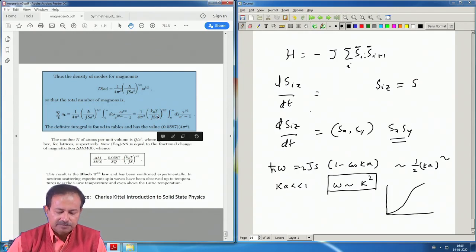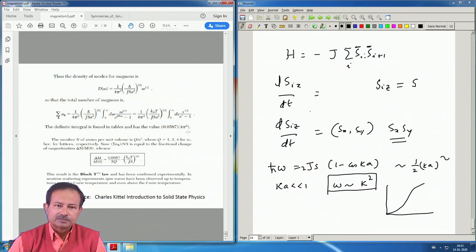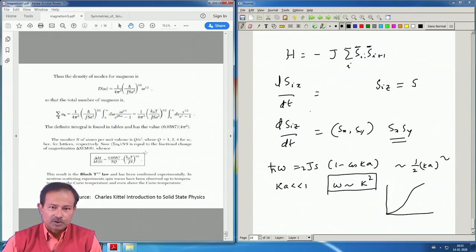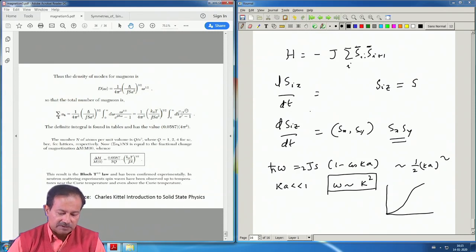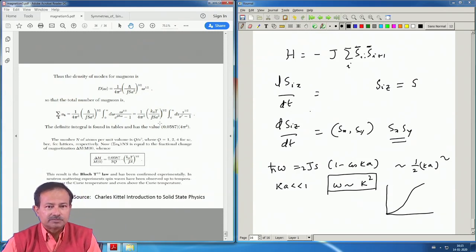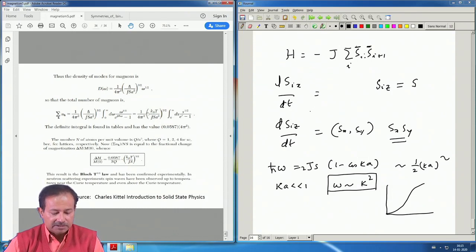This temperature dependence 3 by 2 was obtained first by Felix Bloch, the person in whose name the Bloch theorem is, and he showed that there is a deviation from the saturation magnetization at finite temperature, and this number itself is the delta m, the change in m from the saturation value. If you calculate that integral, the numerical values are obtainable, and one finds k_B T by J s to the power 3 by 2. So this is delta m by m.